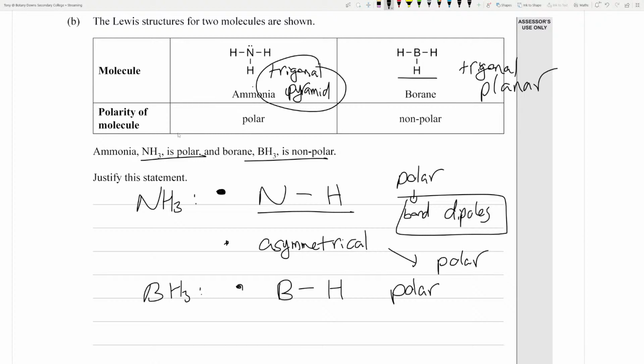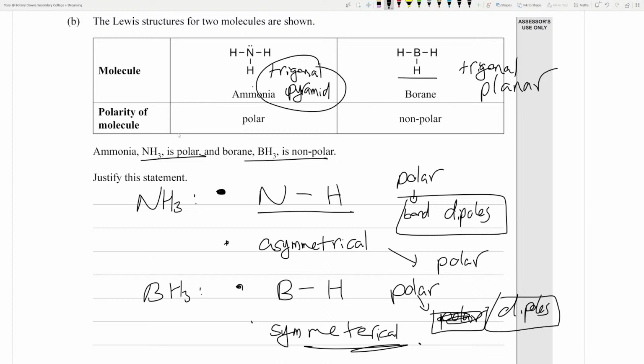You don't need to tell us which one is more electronegative, but you just need to tell us that the difference is significant enough. Okay, so this is polar, and therefore the shape is symmetrical, and therefore, you know, you've got bond dipoles, but because you have a symmetrical shape, it cancels out, and this is not polar.